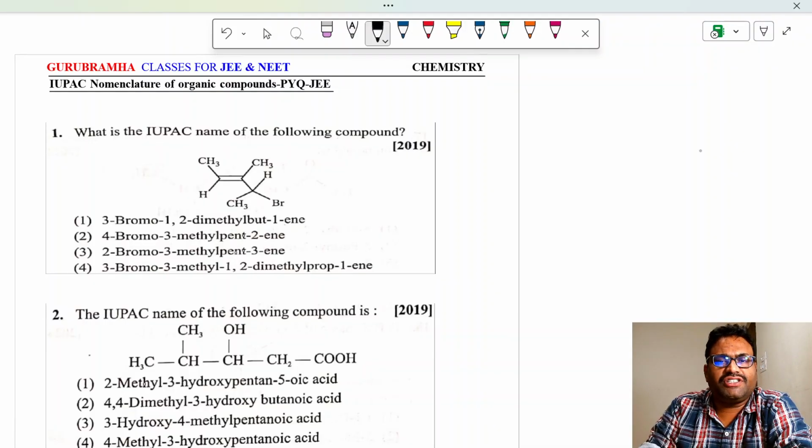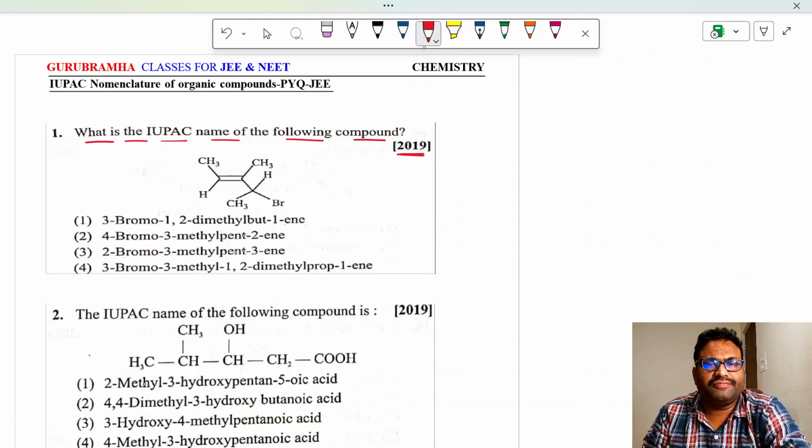Here is the question which is given in 2019. What is the IUPAC name of the following compound? So this is the question. Let us write the structural formula for this given structure. Here the bond line structure is given. Let us write a detailed structure so that we will be able to write the IUPAC name.